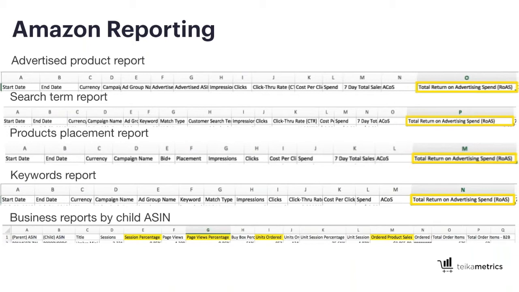And if you want to take your ROAS a step further, you can also look at your business reports within Seller Central and measure your ROAS not just for your advertising revenue, but look at your ad spend against your overall revenue, and that would be your business reports by child ASIN. So you can see how each product is performing and what your ROI has been for that product.